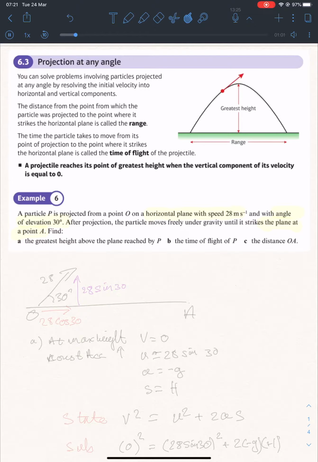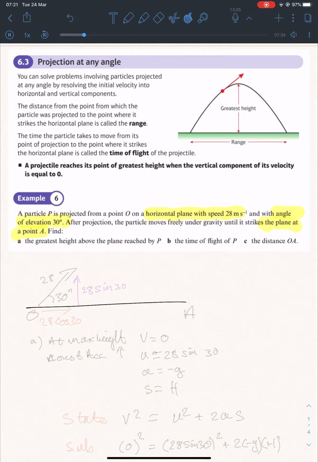So the first things to notice are to extract the information from the question correctly. So if we have a look at that, what key information have we got? It's projected from a horizontal plane with a speed 28 meters per second. Angle of elevation is 30 degrees, and it strikes the plane at the point A. So it's going to end at the same height at which it started.